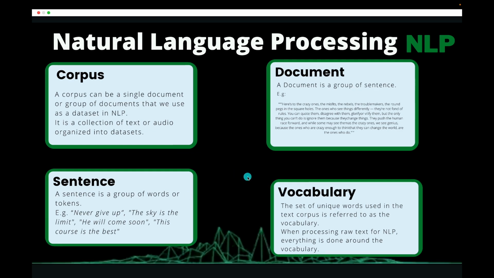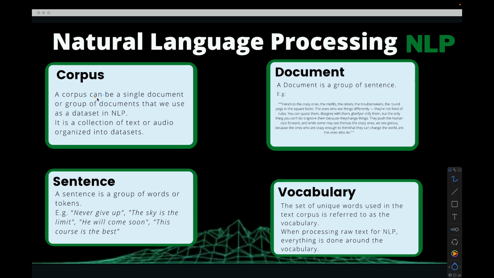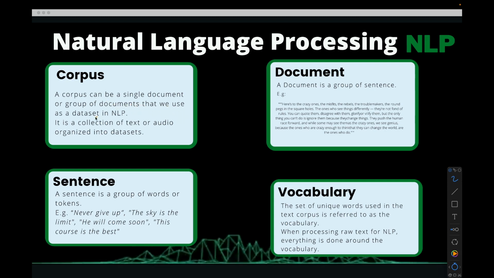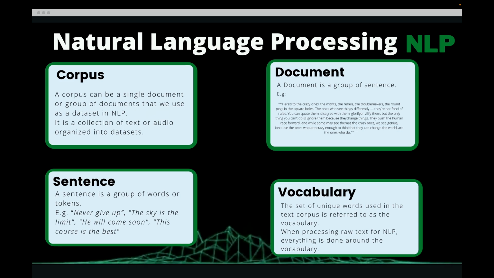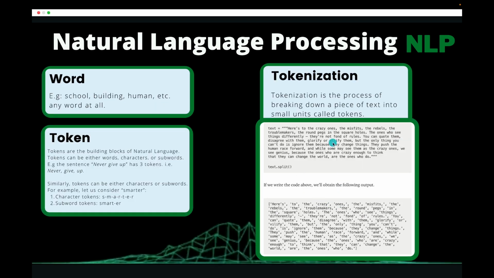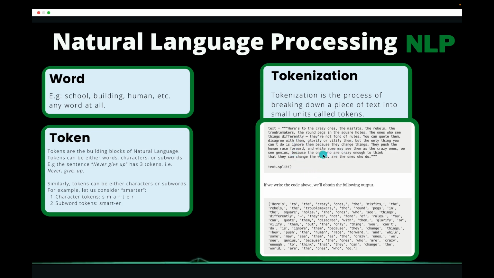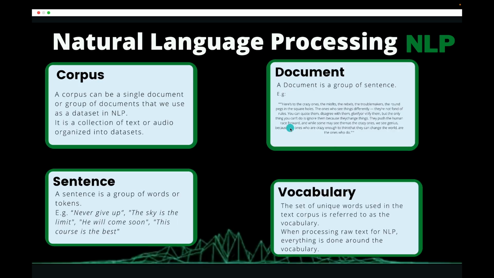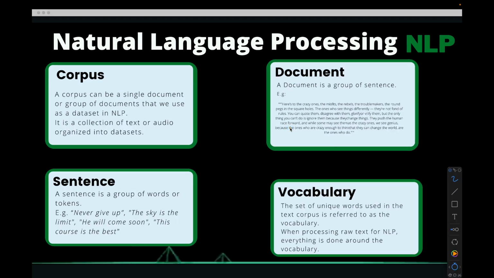All right. So when we talk about corpus, a corpus can be a single document, or it can be a group of documents that we use as a data set in NLP. Whatever you saw earlier is just one document. If you have a number of them put together, which we can use as a data set in natural language processing, we refer to that as a corpus.